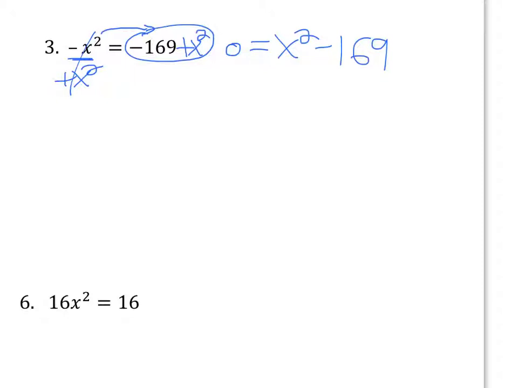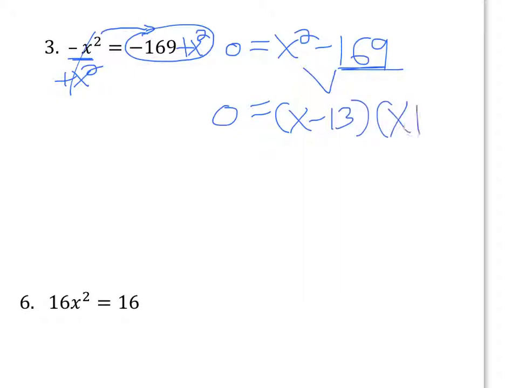Now since it's x squared, there is no GCF, so we're going to have difference of two squares. I know a lot of times we went up to 12 squared, but this 169 is actually 13 squared. So this then is going to factor to x minus 13 times the quantity of x plus 13. And then your answers, set each of the two factors equal to 0, we get 13 and negative 13.